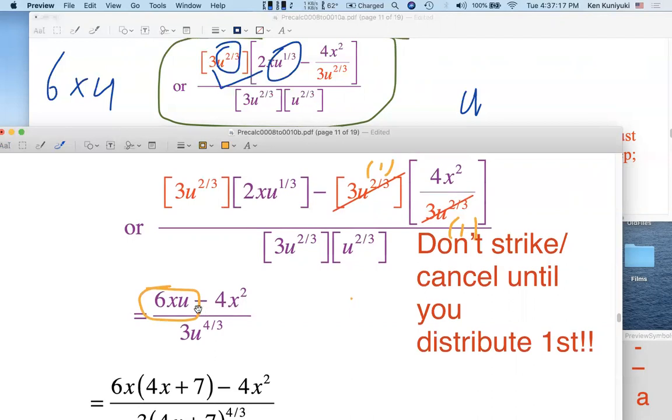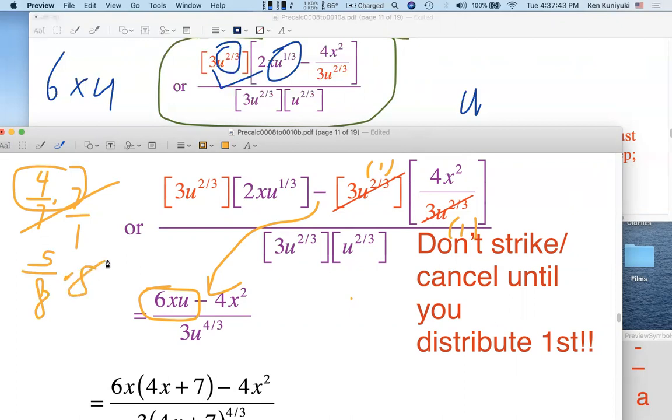So now, working on this copy here, as I just said, 3u to the 2/3 times 2xu to the 1/3, that's 6xu. Minus this fraction times its own denominator. Hey, what's 4/7 times 7, or 7 over 1? You get 4. What's 5/8 times 8? You get 5. What's this fraction times its own bottom? You get the top, 4x squared, just like over here. You get the tops. Minus 4x squared over 3 times what? When you multiply powers of u, what do you do to the exponents? You add them. 2/3 plus 2/3 is 4/3 over here.